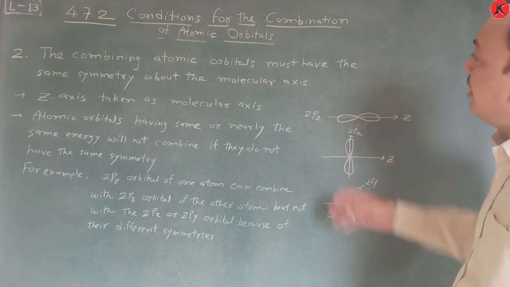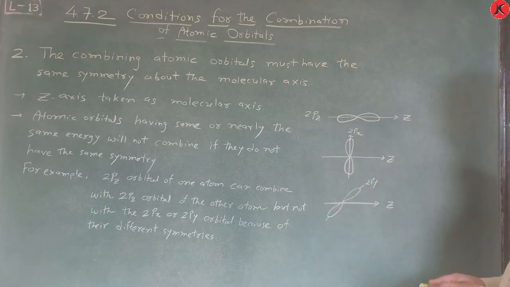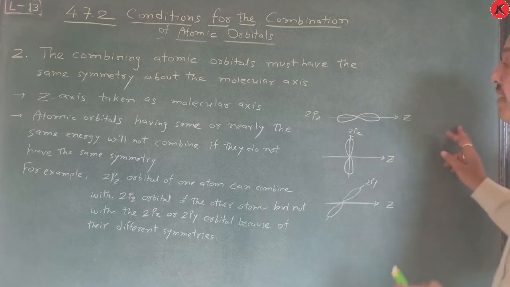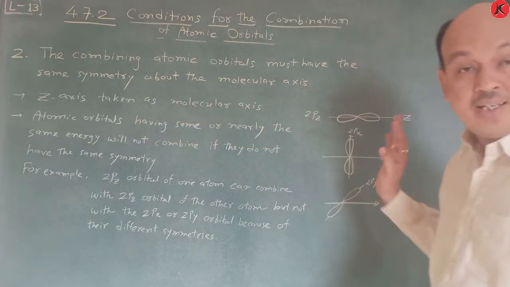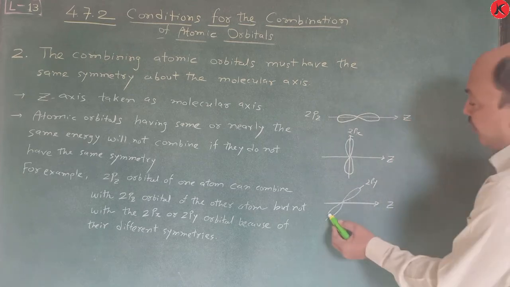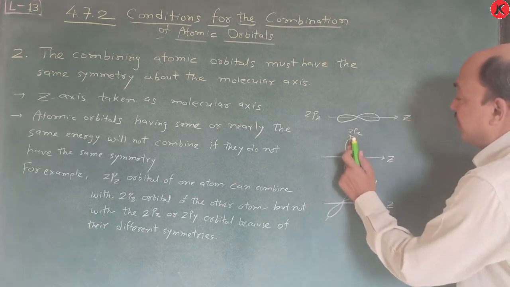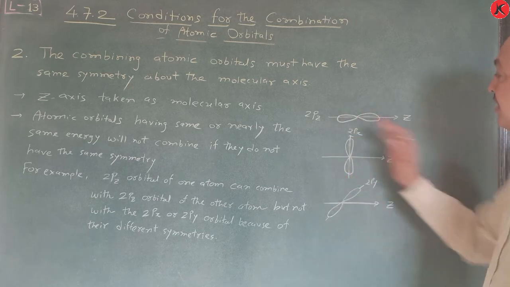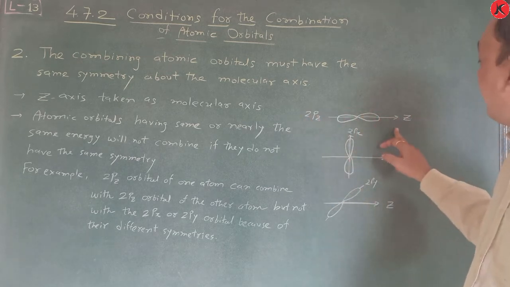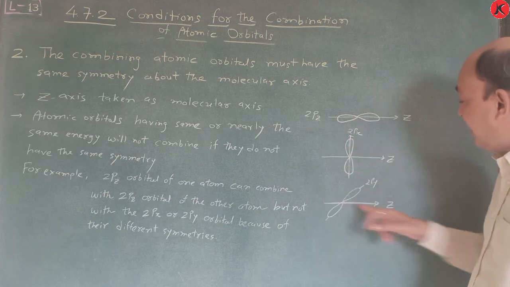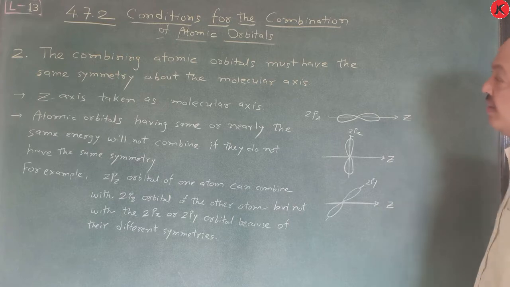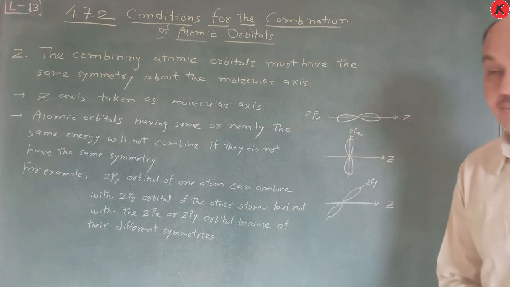Okay, so this is all about your second point: the combining atomic orbitals must have the same symmetry about the molecular axis. Consider the molecular axis as Z. Remember, the Z axis is taken as the molecular axis. Do not bother about this line, but this is the 2pz orbital, here the 2px orbital, and this is the 2py orbital. So write it completely and take a screenshot of this.